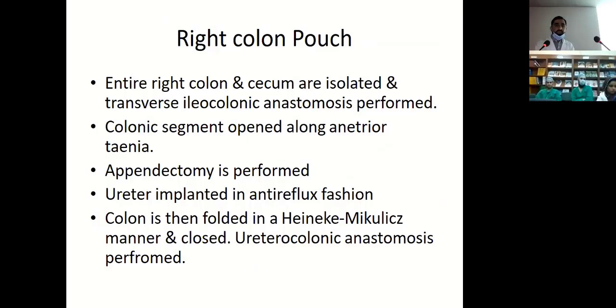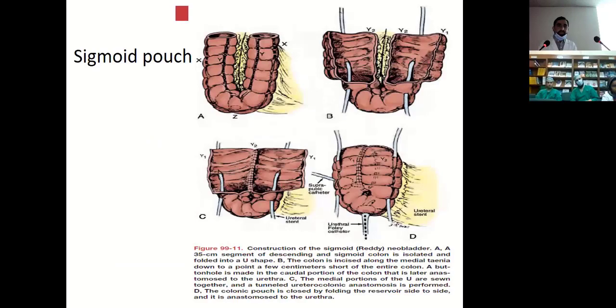The right colon pouch. The entire right colon and the cecum are isolated and a transverse ileocolonic anastomosis is performed. The colon segment is opened along the anterior tinea. The appendectomy is performed. Ureters are implanted in an anti-reflux fashion. The colon is then folded in the Heineke-Mikulicz manner and closed. Ureterocolonic anastomosis is performed. Then sigmoid pouch.